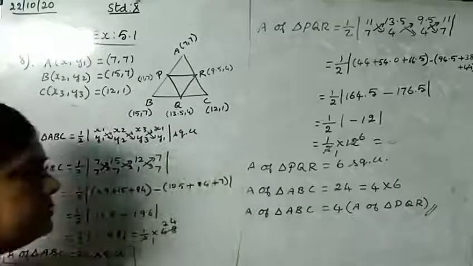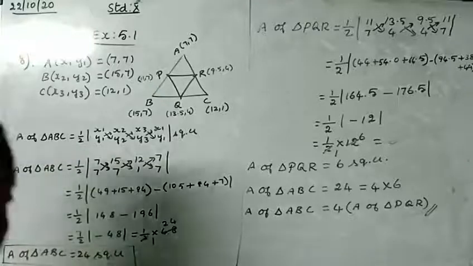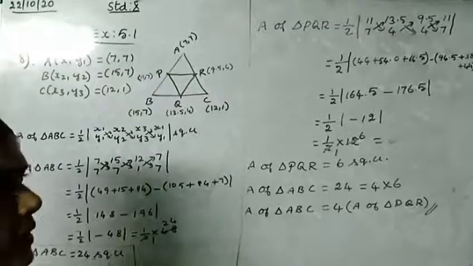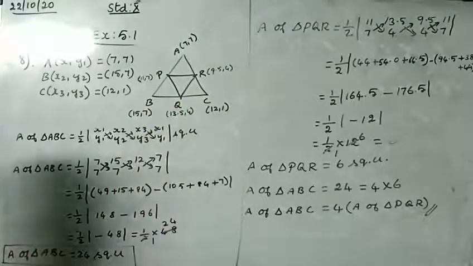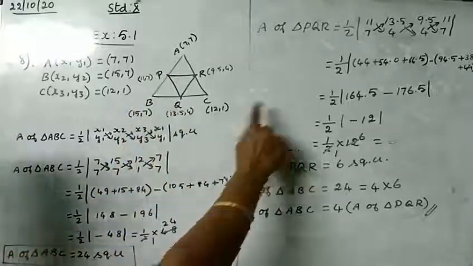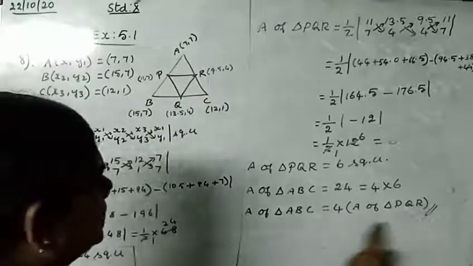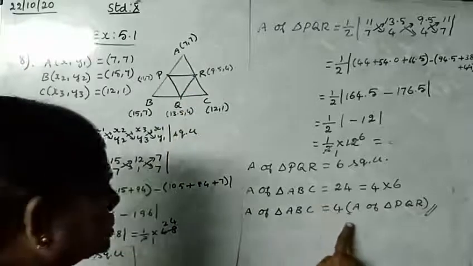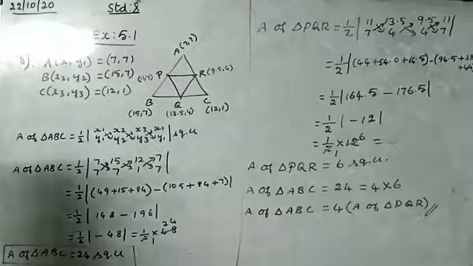So this is the comparison between these two triangles. It's a very big problem, but it's very simple. First find the coordinates of x1, y1, x2, y2 and x3, y3. Then find the area of triangle ABC and area of triangle PQR. Compare the two. We are getting the answer: area of triangle ABC is equal to 4 times area of triangle PQR. That's all. Thank you all.